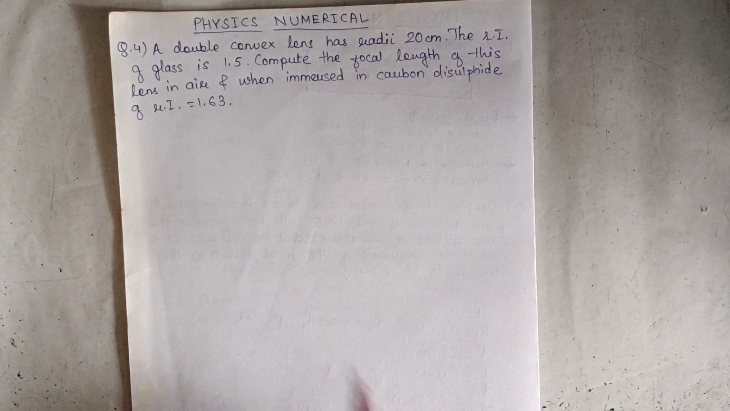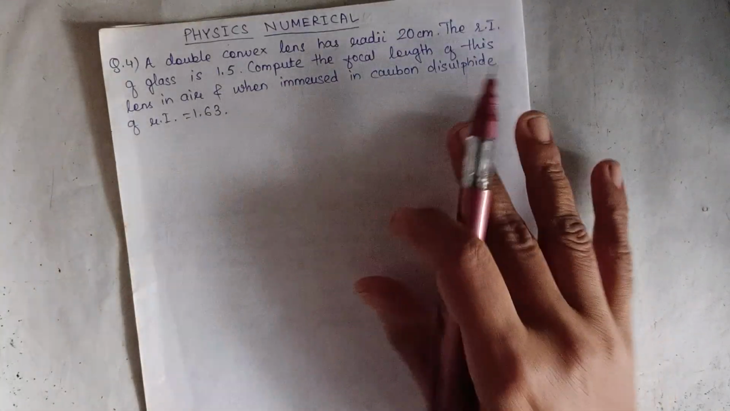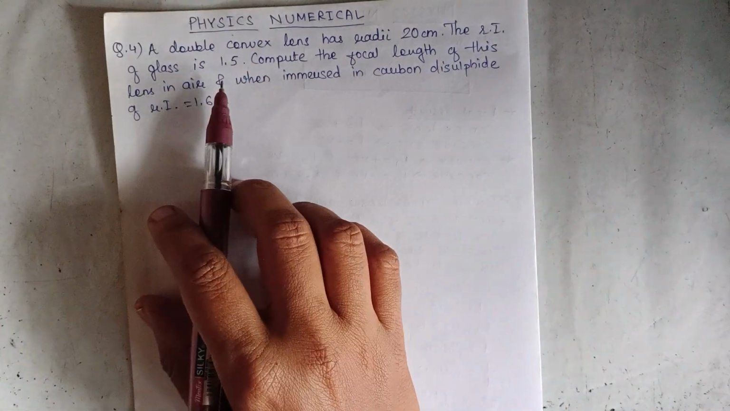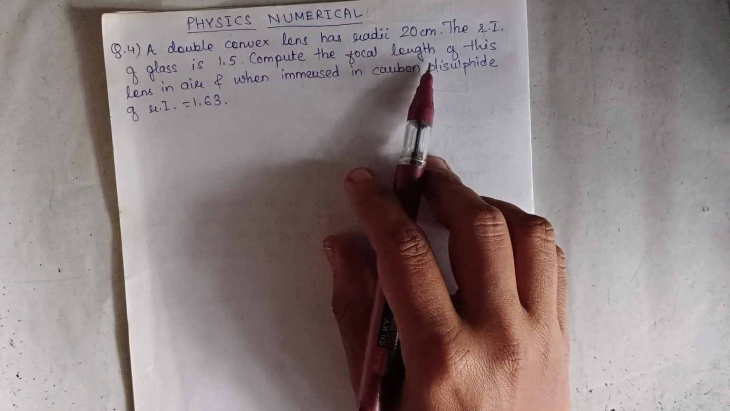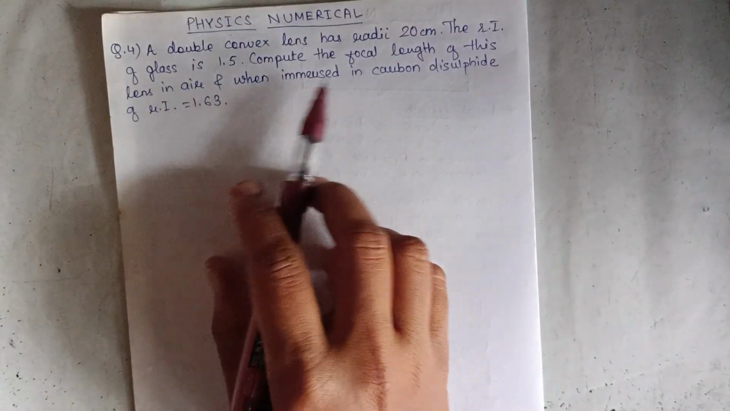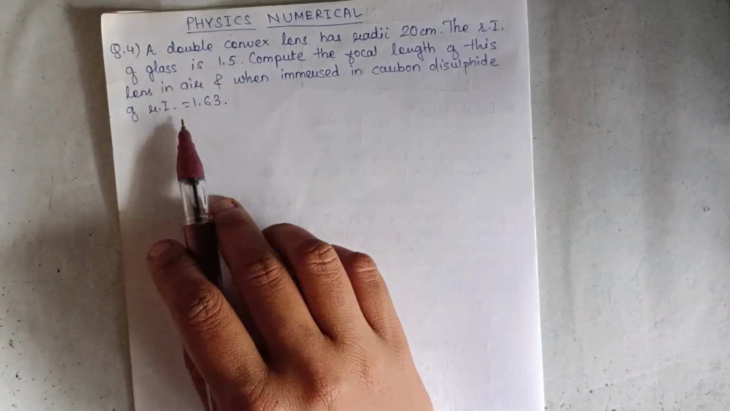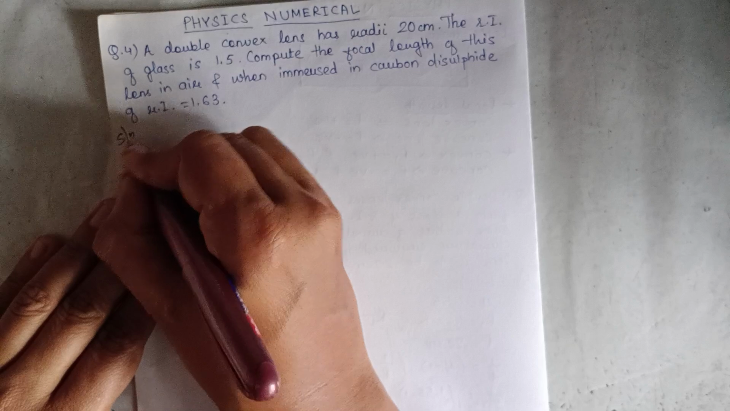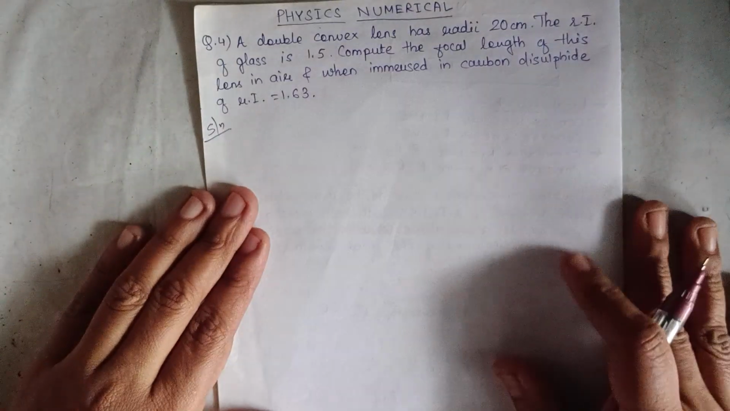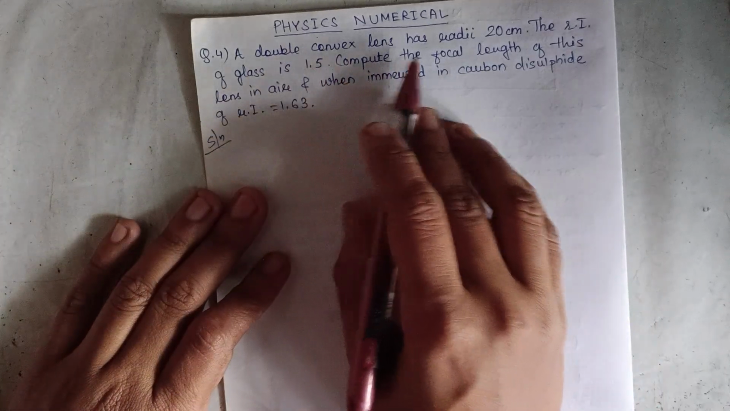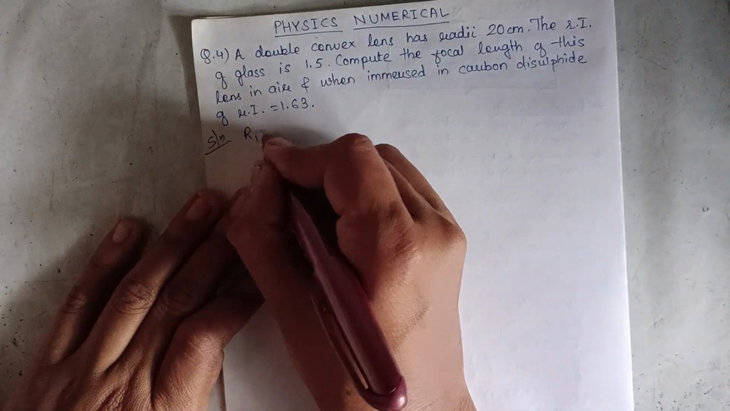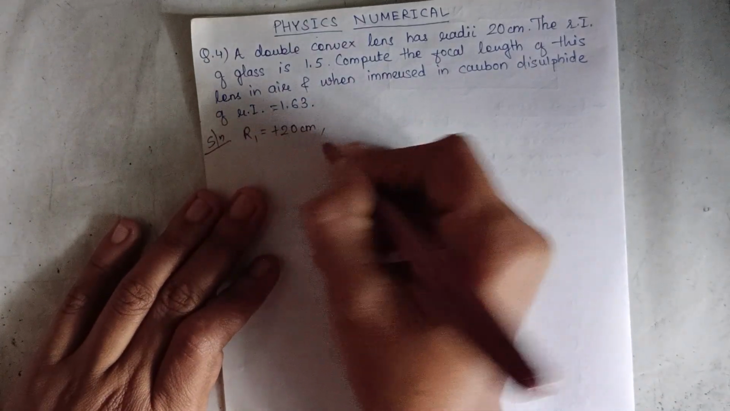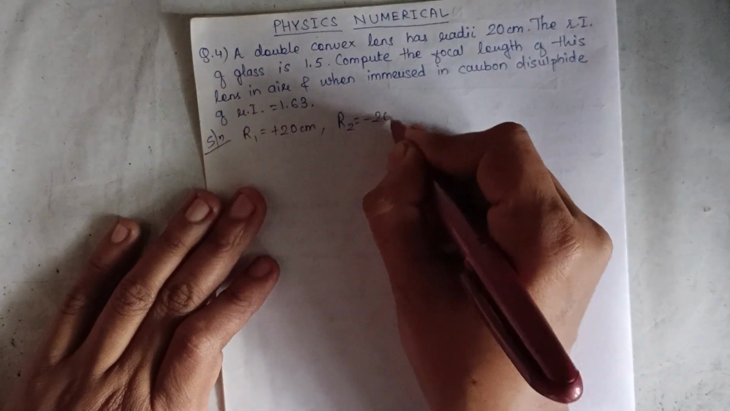So next question: a double convex lens has radii 20 cm. The refractive index of glass is 1.5. Compute the focal length of this lens in air and when immersed in carbon disulfide of refractive index 1.63. So this is almost similar to the last question. Let's write what is given. Convex lens, radii is given to be 20 centimeters. So R1 is plus 20 and R2 is minus 20.